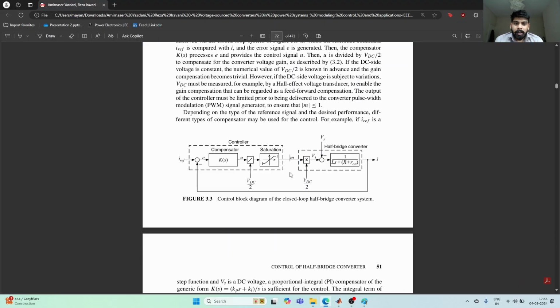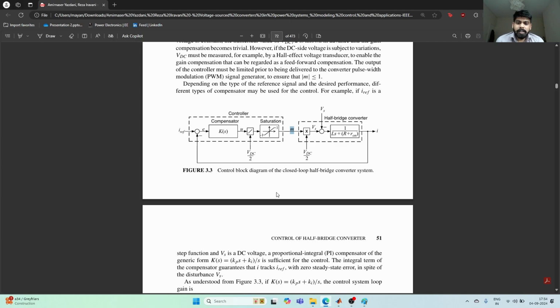Now what it says is that to change our I, we want to change the M, which is our modulation signal. And as a user, as an input, I just want to give an I reference. I just want, let's say, 1,000 amps or X amperes, and you give me that current only. I don't care about the M. I don't care about the modulation signal. You design a controller in that way that I just need to give an I ref.